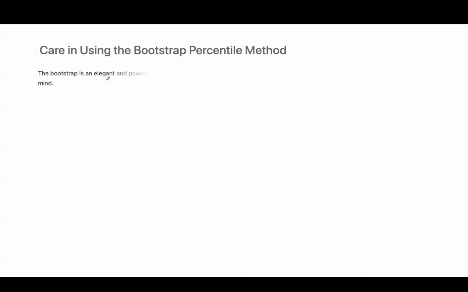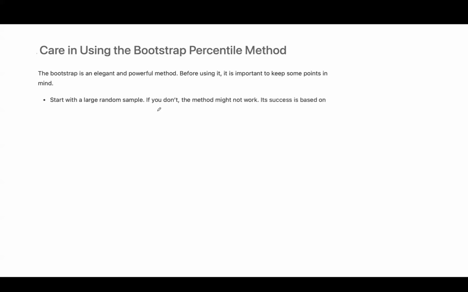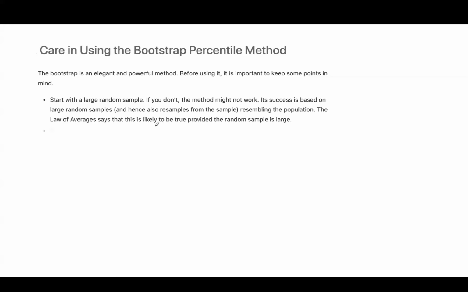The bootstrap is an elegant and powerful method. It's important to keep some points in mind before using that. Make sure to start with a large random sample. If you don't, the method might not work. Its success is based on the large random samples, and so resamples from the sample resembling the population that way. The law of averages says that this is likely to be true provided the random sample is large enough.